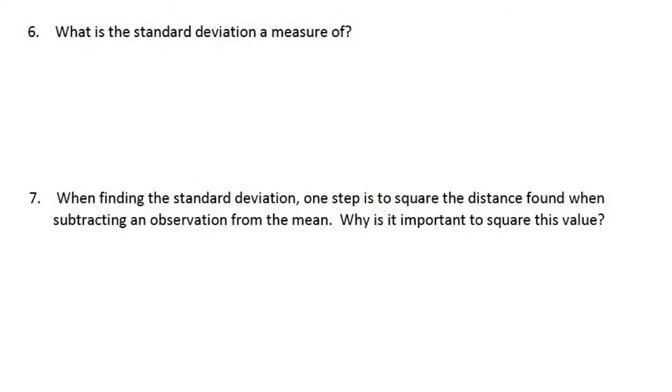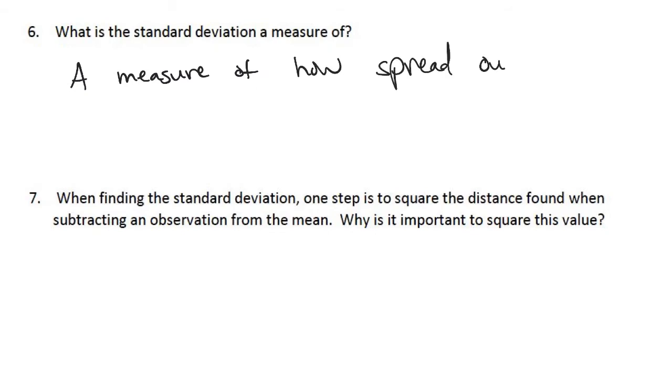All right, number 6 and 7 talk about standard deviation. First, number 6 asks, what is the standard deviation a measure of? Standard deviation is a measure of how spread out your data values are. If we have a higher standard deviation, that means our data values are more spread out. If our standard deviation is very small, that means our data values are very close together. If our standard deviation is 0, that means they're not spread out at all. They're all the same values.